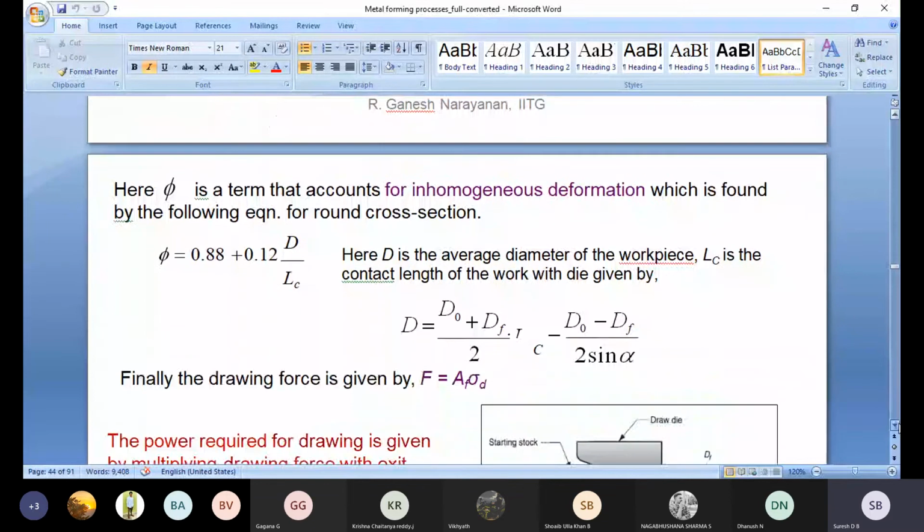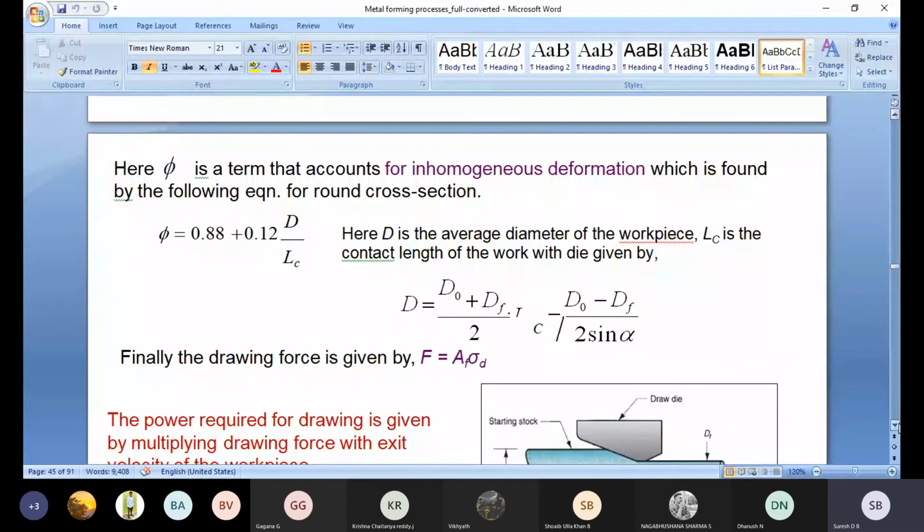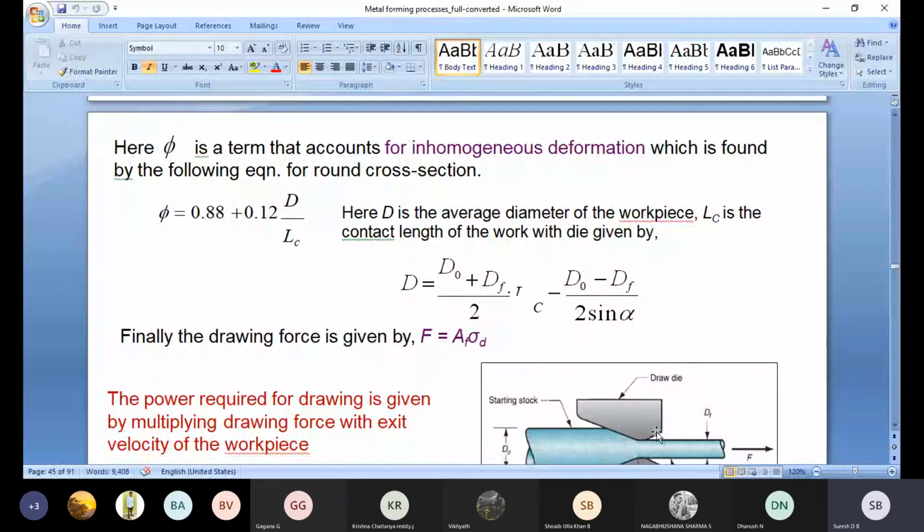Now here phi is termed as inhomogeneous deformation factor. Homogeneous deformation means along x direction only. See here, one diagram is there. Along x direction they maintain some angle, and that particular angle is called phi. The main reason to maintain it is that there is no contact between the die and workpiece material. In that case the material is homogeneous, or equally distributed throughout the length of the specimen.